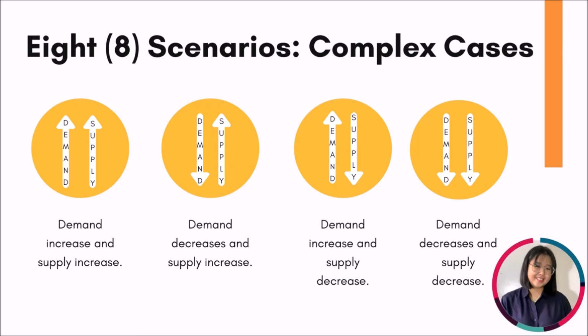Lastly, demand decreases and supply decreases. In this case, when both demand and supply decrease, equilibrium quantity will decrease while equilibrium price is indeterminate. As a conclusion, without the 4 simple cases, the remaining 4 complex cases will be hard to determine or discuss.